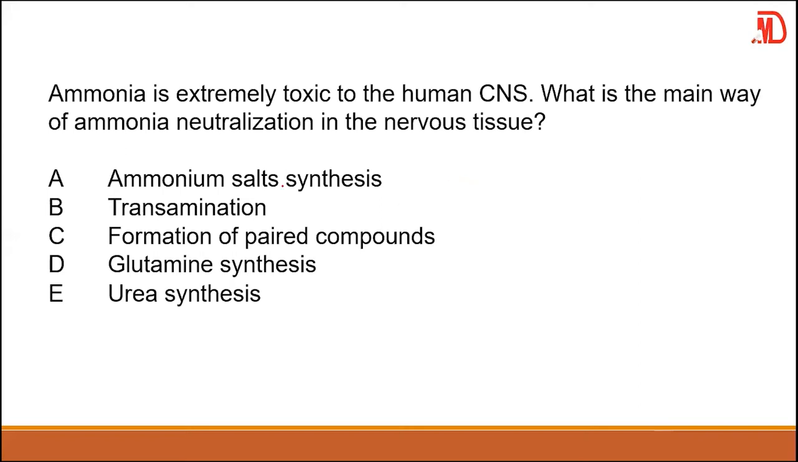It's very, very important. Now, ammonia is extremely toxic to the human central nervous system. What is the main way of ammonia neutralization in the nervous system? Usually ammonia intoxication will occur when we have a lot of ammonium in the blood. And that can happen when neutralization is not active. It's when the capacity to detoxify the ammonia, which usually begins by forming glutamate and then glutamine, is exceeded.